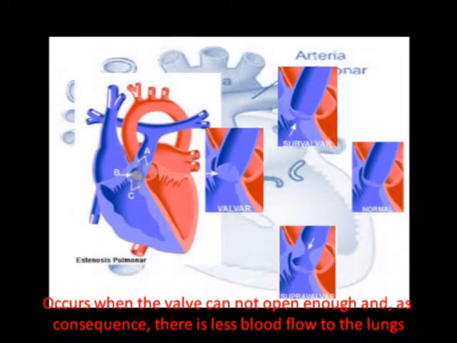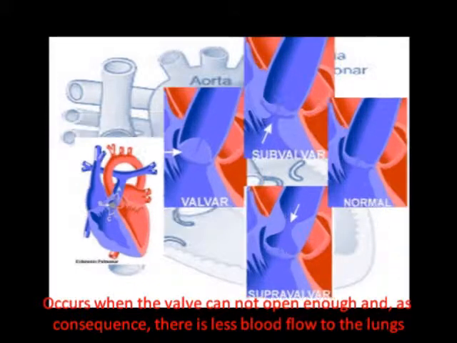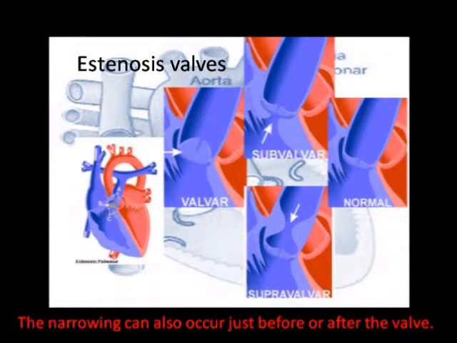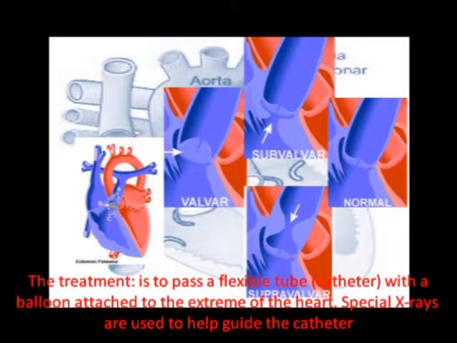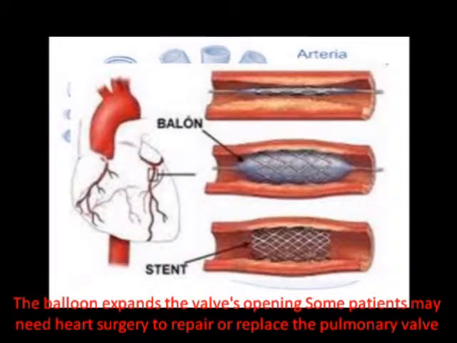Stenosis occurs when the valve cannot open enough, and as a consequence there is less blood flow to the lungs. It can also occur just before or after the valve. The treatment is to pass a flexible tube catheter with a balloon attached to the end. Special X-rays are used to guide the catheter. The balloon expands and opens the valve. Sometimes open-heart surgery is needed to repair or replace the pulmonary valve.